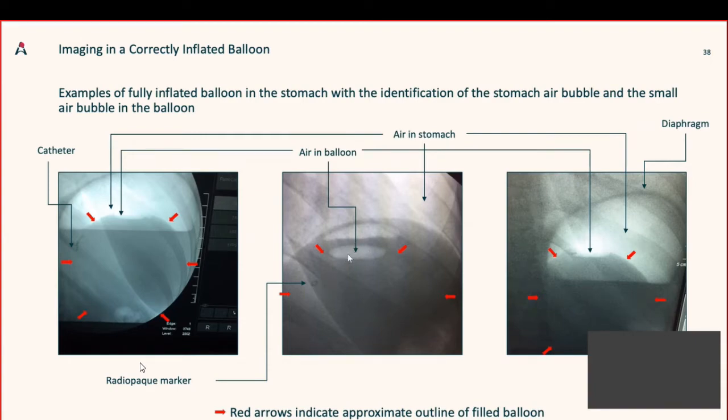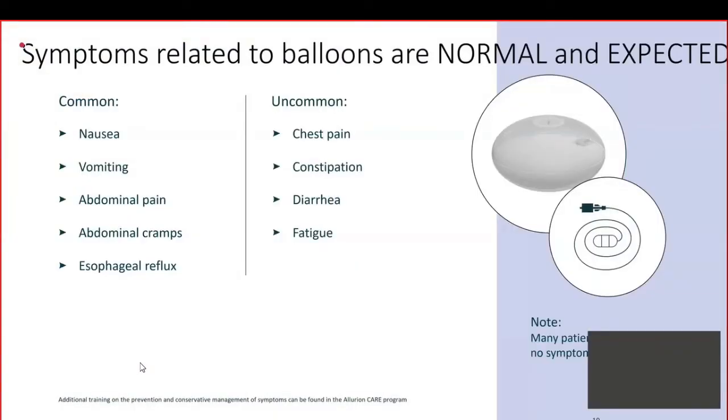This is a small air bubble within the intragastric balloon. Once we see here, it is also the same thing. This is a small air pocket within the gastric balloon. This is the entire intragastric balloon. Once we confirm this, as it is a very delicate procedure, the patient can go home.